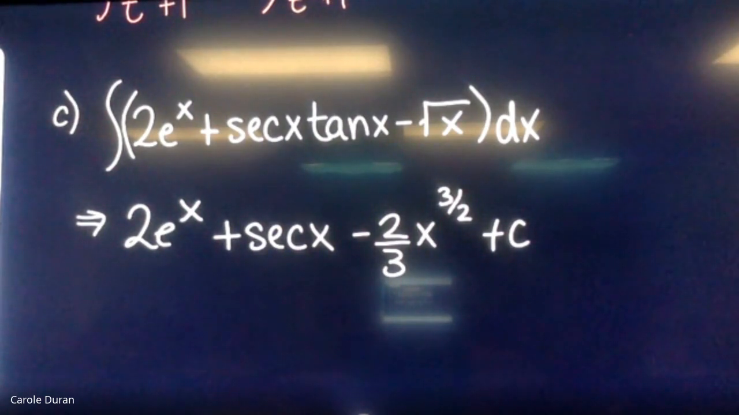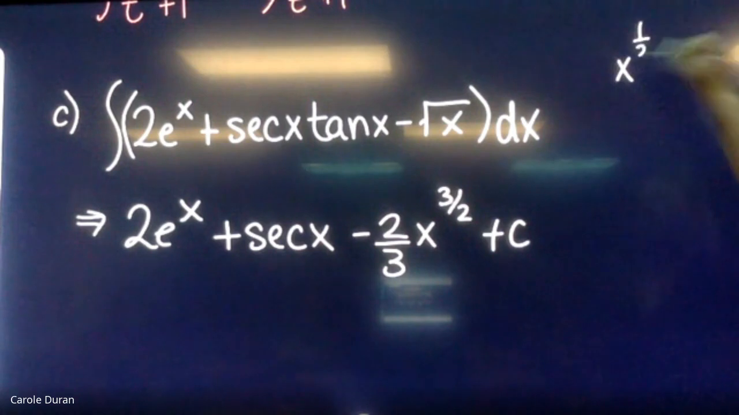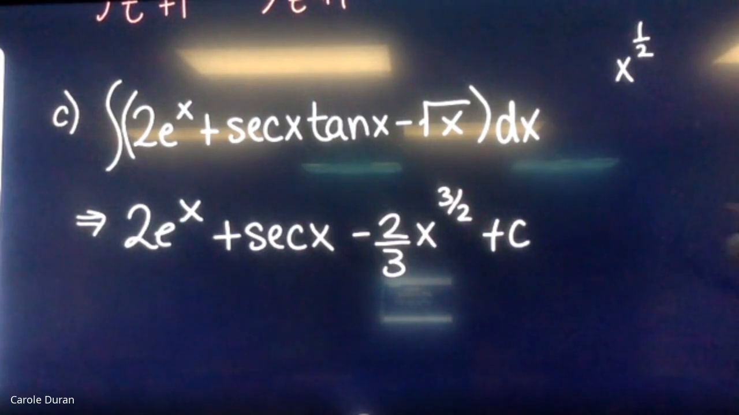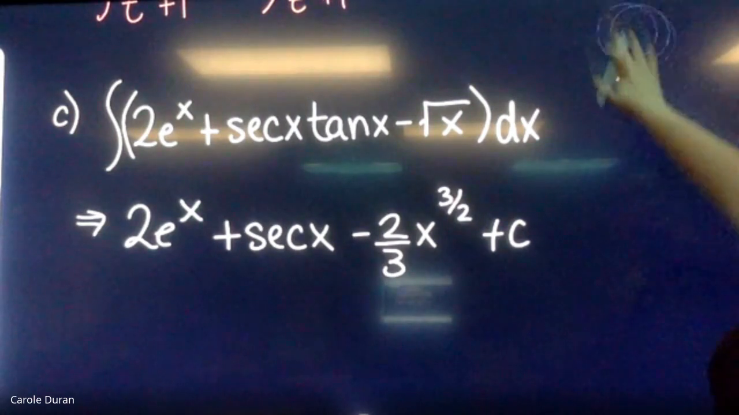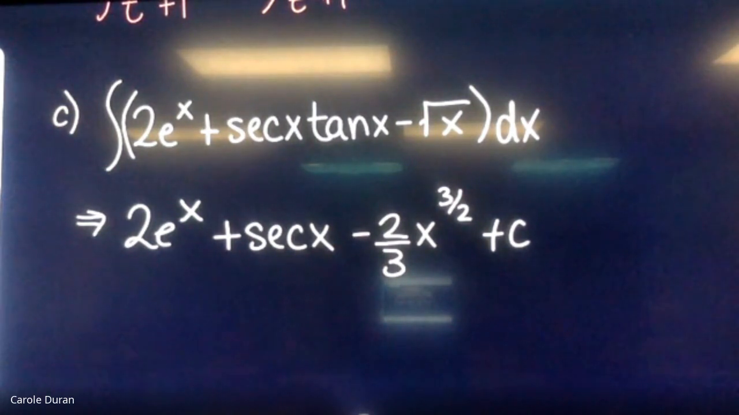Aaron? I get the 2 from her, but I don't know where the 2/3 comes from. Okay, it was x to the 1/2, right? Because that's what square root of x is. I increased that by 1, so 1/2 plus 2/2 is 3/2, and then I divided it out because it's the antiderivative. Yes. I said the derivative. No, antiderivative.